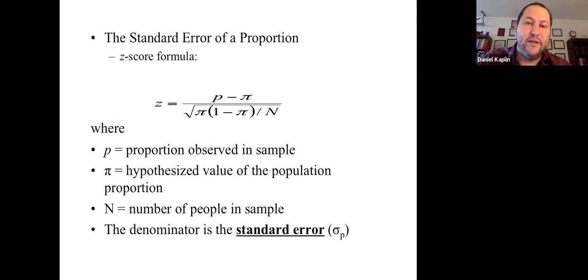Now we also have standard error of the proportion, right? This is a calculation for a z-score formula, standard error of the proportion. It would be P, which is a proportion, minus whatever the hypothesized value of the population proportion would be, divided by the square root of that hypothesized proportion, times 1 minus that value, divided by n. So it's very similar to our standard error of the mean formula, but it's for a population.